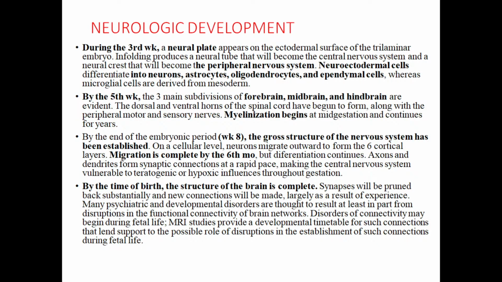By the end of the embryonic period, the 8th week of gestation, the gross structure of the nervous system has been established. On a cellular level, neurons migrate outward to form the 6 cortical layers. Migration is complete by the 6th month, but differentiation continues. Axons and dendrites form synaptic connections at a rapid pace, making the central nervous system vulnerable to teratogenic and hypoxic influences throughout gestation. Once again, teratogenic and hypoxic influences are very important for the formation of the nervous system.